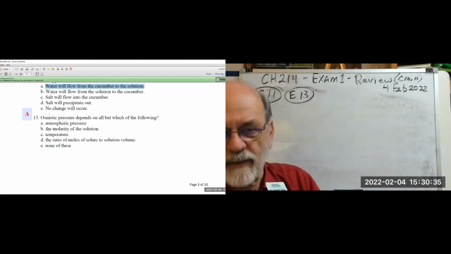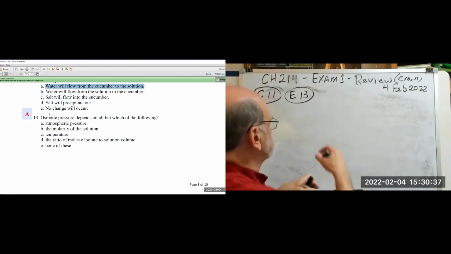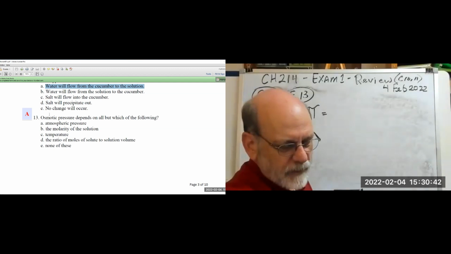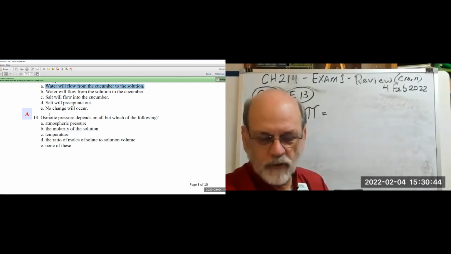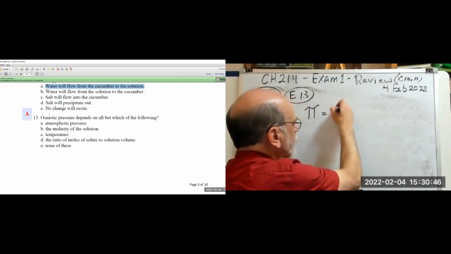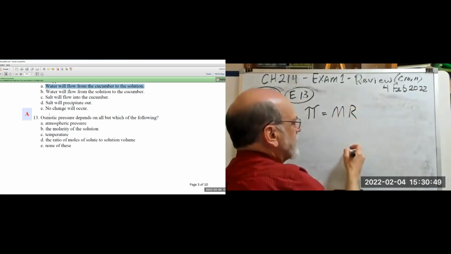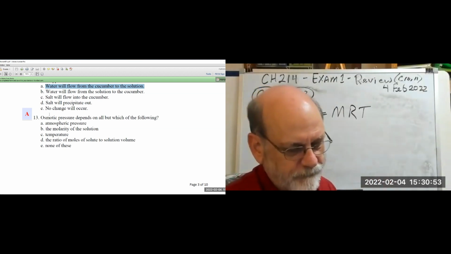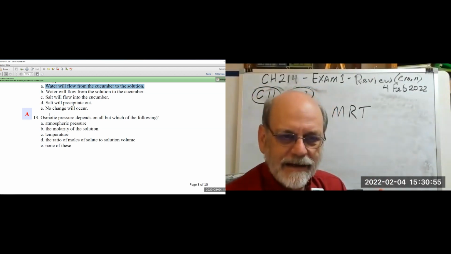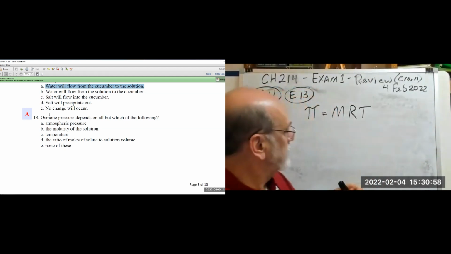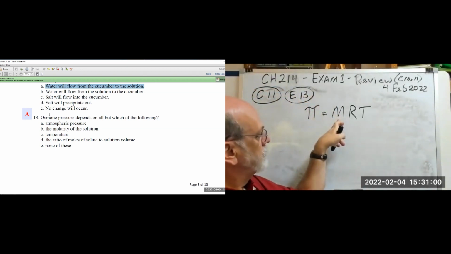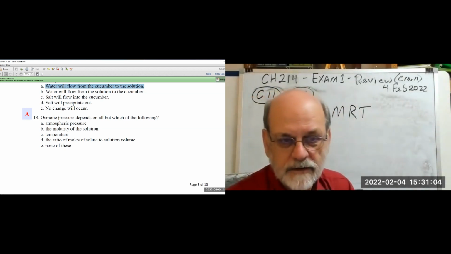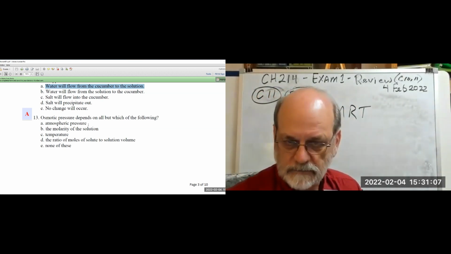Well, what's the formula for determining osmotic pressure? Pi, which is the symbol for osmotic pressure, is equal to molarity times the gas constant times the temperature. Okay? So what does it depend on? It depends on molarity, concentration, and temperature. Does it depend on atmospheric pressure?